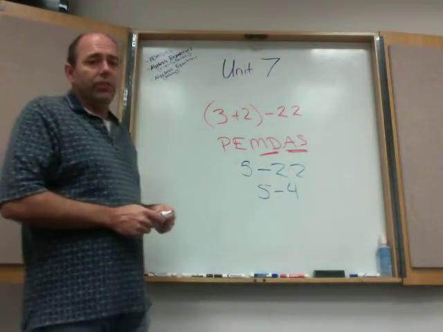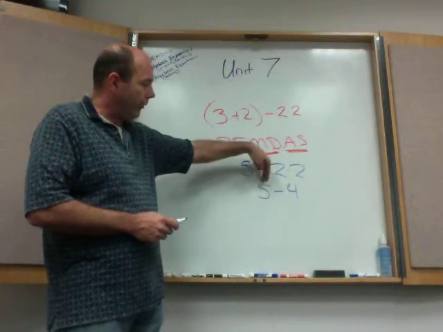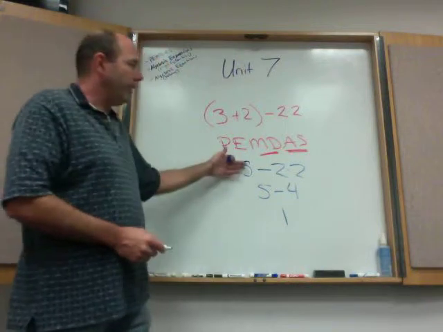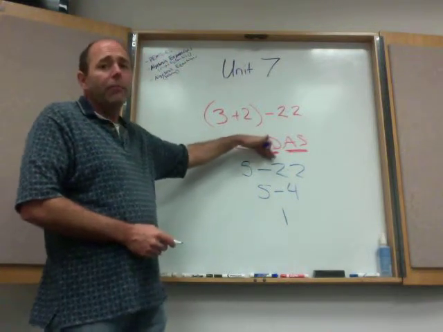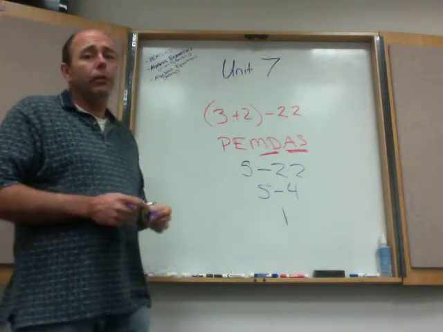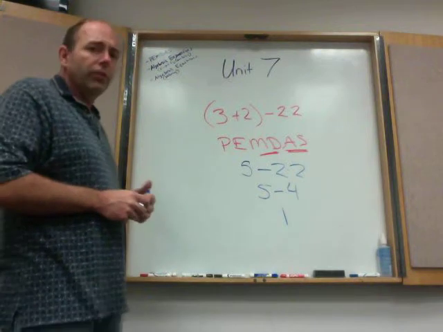And now I can do my addition and subtraction. There's subtraction. 5 minus 4 is 1. Which is very different. If I would have done it the wrong way and said 5 minus 2 equals 3, times 2, that would have given me 6, which would have been an incorrect answer. So that's primarily it for order of operations.